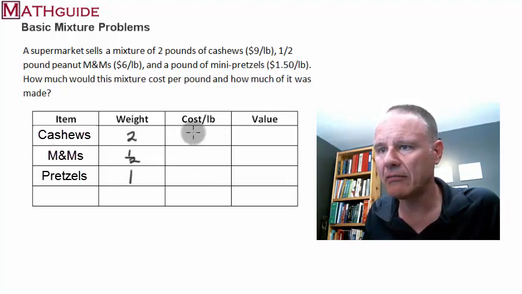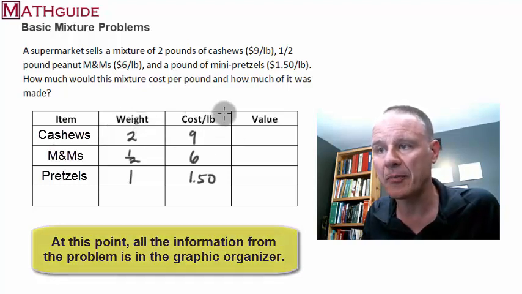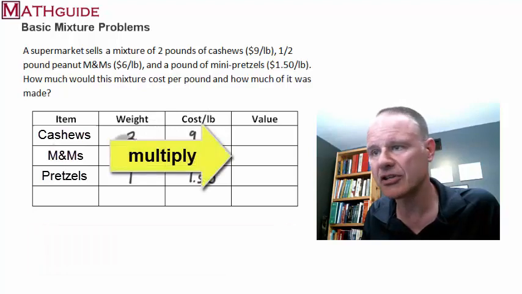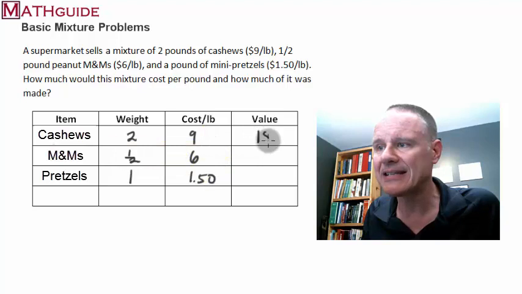Now we are also given the costs. We know that the cashews are the most expensive here. It's costing $9 per pound, $6 per pound for the M&Ms, and then we've got $1.50 per pound for the mini pretzels. Now remember, I have this set up so that you can multiply straight across. Weight times cost per pound. Remember the weight's in pounds, so the units all match up. I can multiply across. So we've got $18 worth of cashews being mixed together.